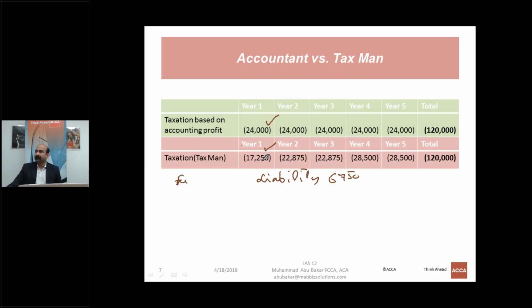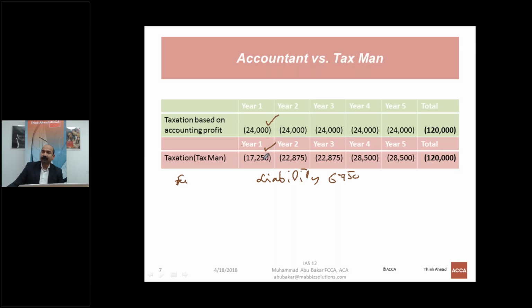Because this is the current tax. Current tax people are asking for this amount for whatever reason. Of course, the reason we just discussed, that from a tax point of view, in year one, depreciation is a higher figure than from an accountant's point of view. So this means accounting profit will be a higher amount. So when we apply a tax rate to the accountant figure, this will give us 24,000.